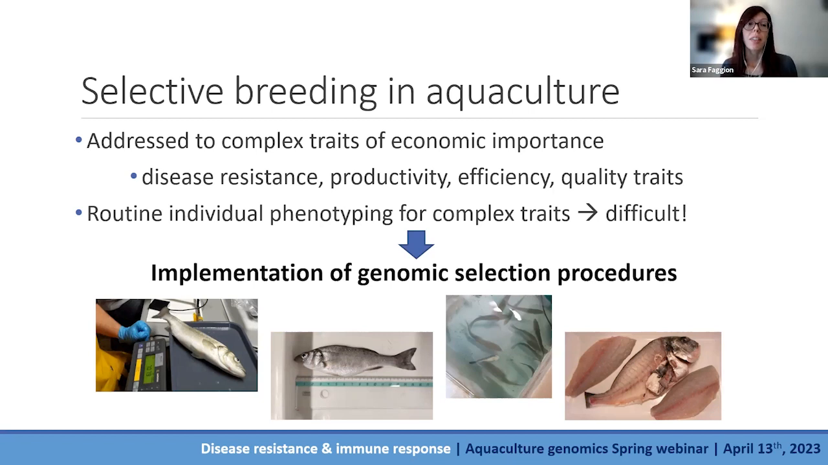But the fact is that routine individual phenotyping for complex traits like disease resistance, stress tolerance, and feed efficiency is really difficult. It is costly, it is time consuming. So these traits are good candidates to be improved by genomic selection procedures.